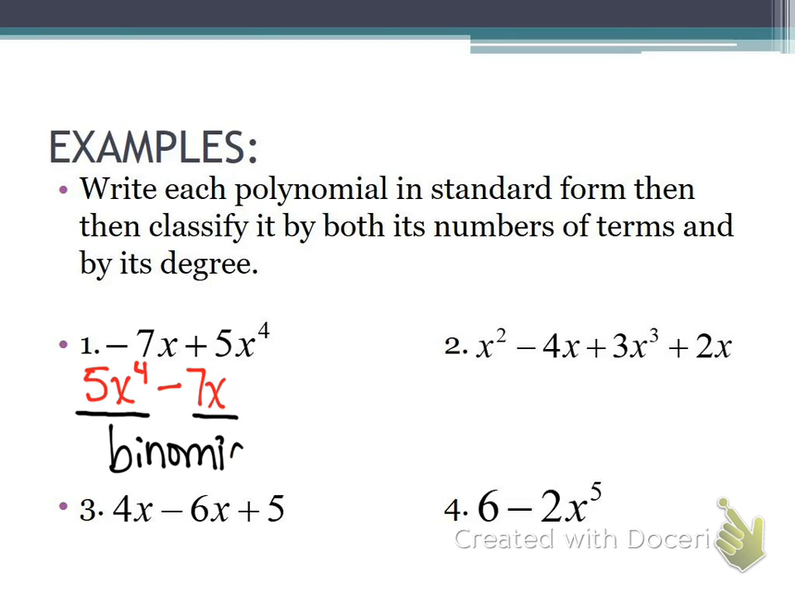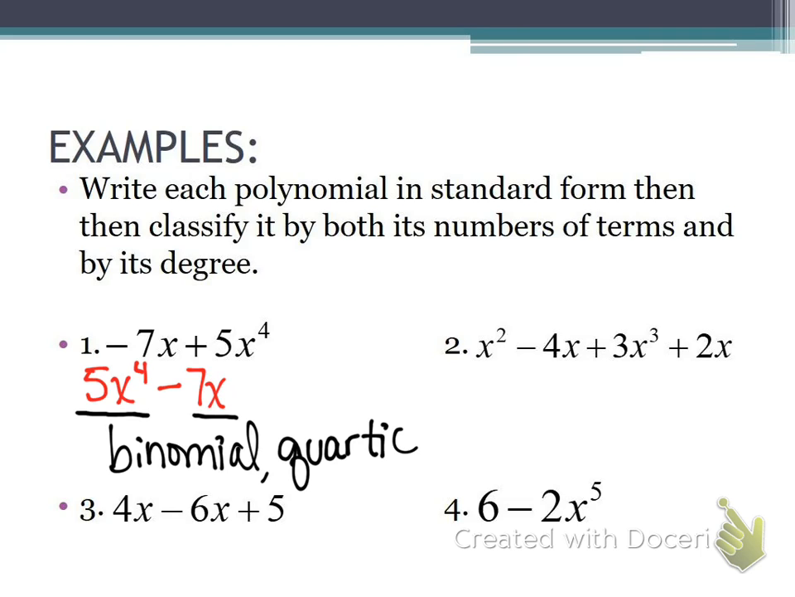And if we are classifying it by its degree, we look for the highest exponent, which is 4, and we looked at our little chart, and it would be quartic. That's it. That's all we have to do. Rearrange it in standard form and classify it by the number of terms and by its degree. Which, if you've already put it in standard form, in order to classify it by its degree, you should just have to look at the first term.